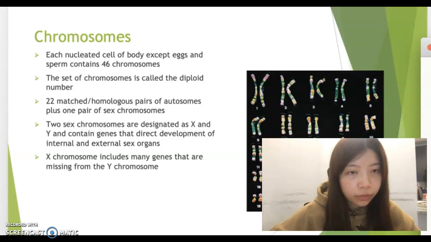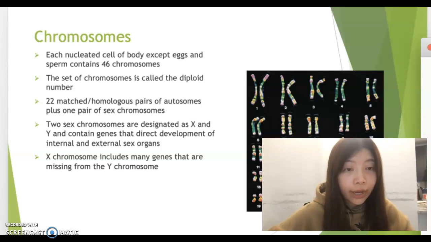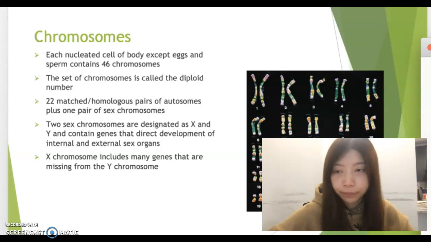The two sex chromosomes, designated as either X or Y, contain genes that direct development of the internal and external sex organs. The X chromosome is larger than the Y chromosome, and includes many genes that are missing from the Y chromosome. Egg and sperm are haploid cells with 23 chromosomes, one from each of the 22 matched pairs plus one sex chromosome. When egg and sperm unite, the resulting zygote contains a unique 46 chromosomes, with one chromosome of each pair coming from the mother and the other from the father.